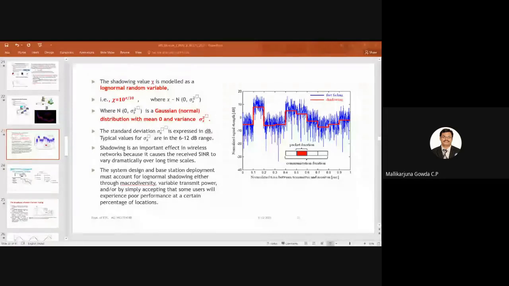I hope you all understand these terms because you might have experienced this even in our institute. You may get a better signal at some places, and you may not get coverage if you go to other parts of the building. That is all due to the shadowing effect. So why is it log normal? Even for that there is a reason. Just find out why shadowing is log normal.